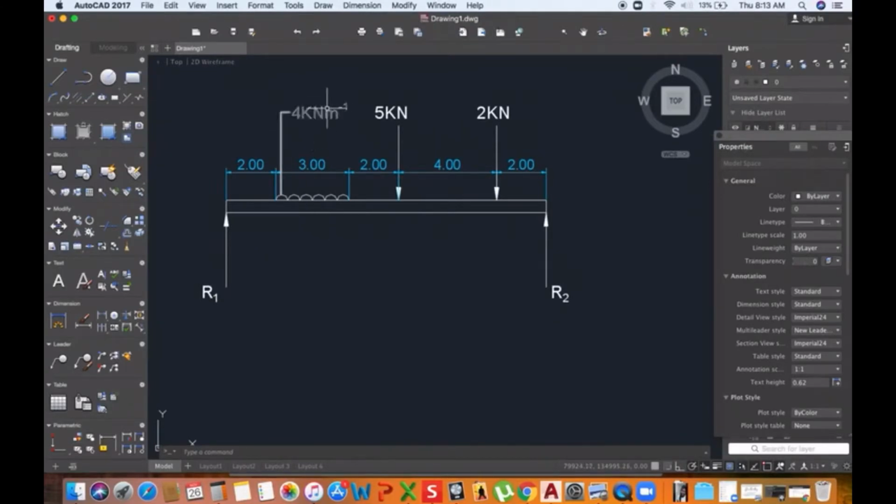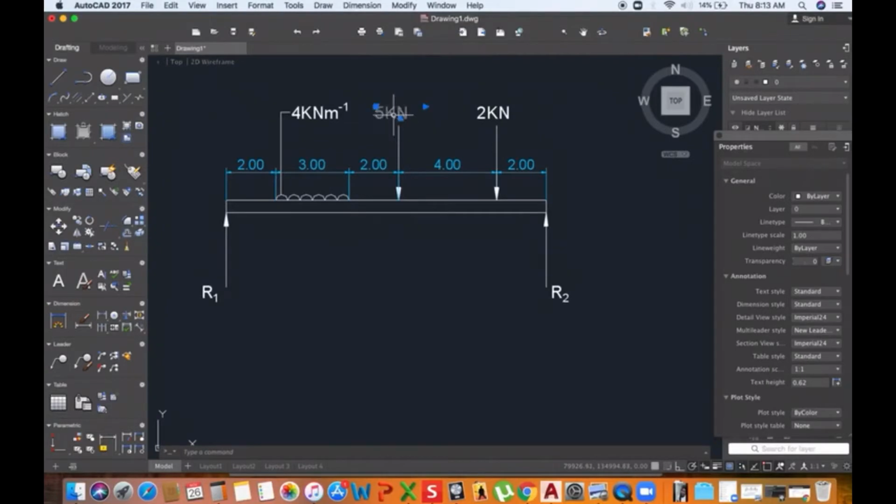Now, in this example here, we have a UDL load of 4 kilonewtons per meter. This is saying for every meter of space that this load takes up, a 4 kilonewton force is being exerted. So in this example, the UDL load, or the uniformly distributed load, is taking up a span of 3 meters. And as such, in order to calculate the point load equivalent, you have to multiply the UDL load, which is 4 kilonewtons per meter, by 3.